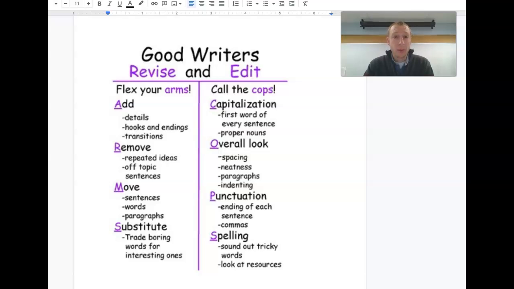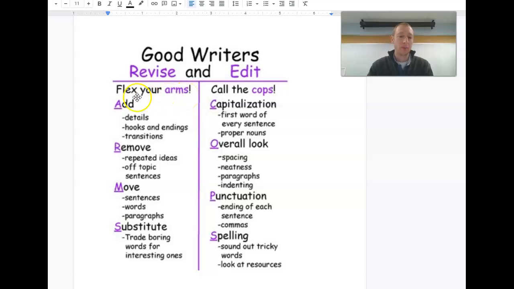Now that you're done writing your 3 paragraphs, it's time to improve them. We've got to edit them and revise them. Okay, and this is a good resource to use. Good writers revise and edit. We revise by flexing our arms, right? Revising is all about making that paragraph better.